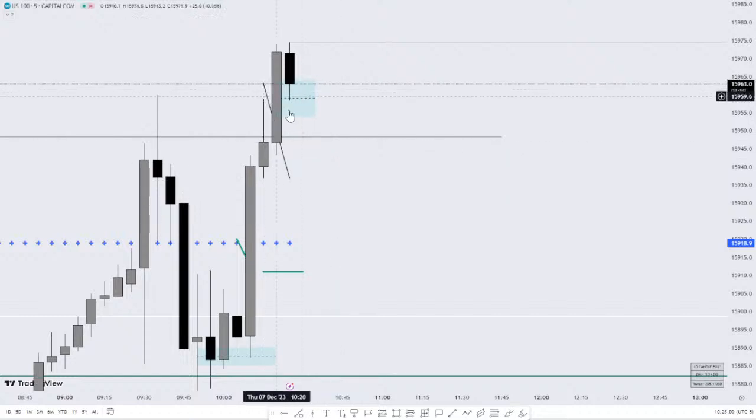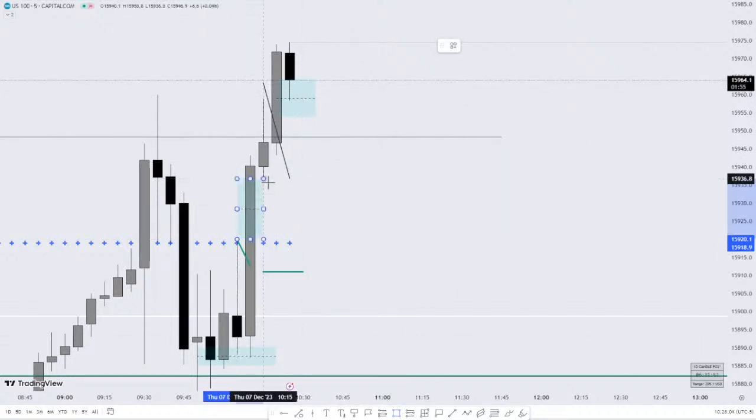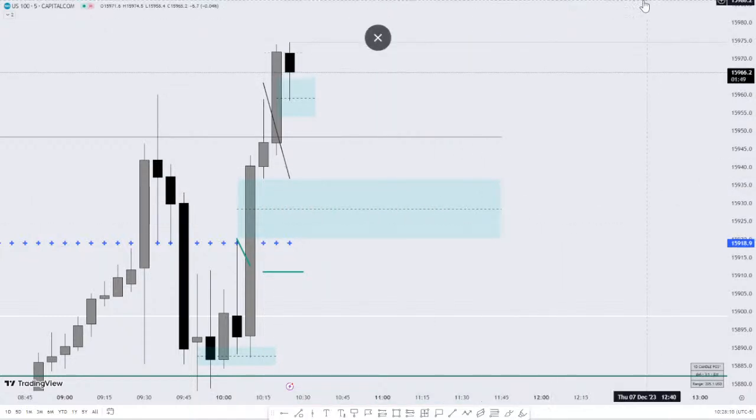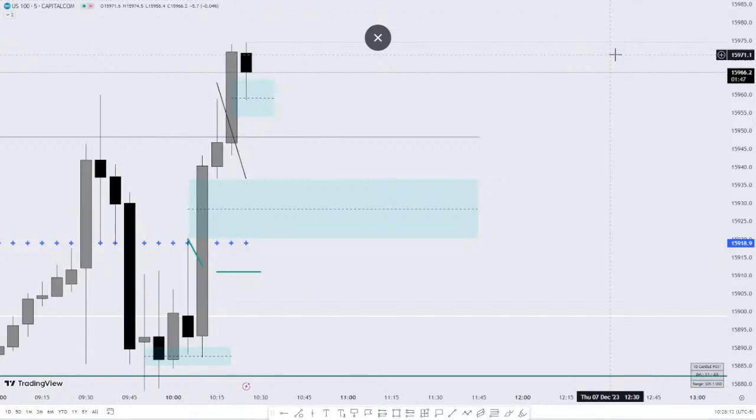There was a gap which got closed. Now this is another 5 minutes fair value gap, which might get tagged somewhere around in future, or may not. May or may not.